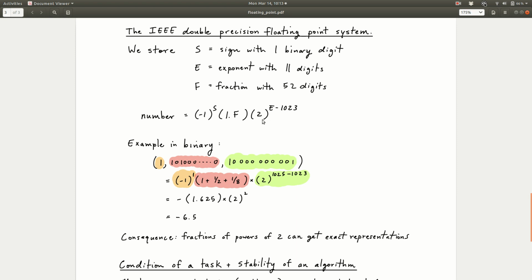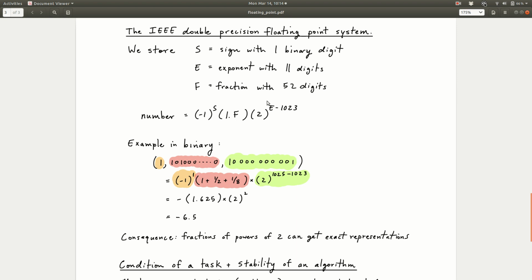The exponent here is going to be offset by 1023. So the reason for that is the exponent is measured in 11 digits. So that means you can go from, in binary, you can go from 0 to 2048. But you want to be able to represent really small numbers as well as really big numbers. So if E is 0, you get 2 to the minus 1023, which is a really small number. But if E is 2048, you get 2048 minus 1023, which is 1025, which is a really big number. Actually, it's up to 2047 is the largest one, I believe. Okay, so that's the largest one. So it would be 1024 would be the largest exponent, which is a really big number. 2 to the 1024 is a really big number.